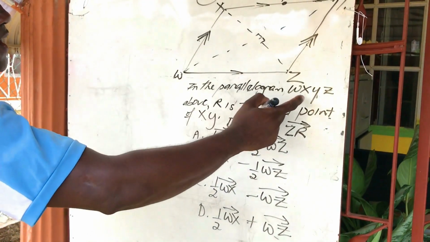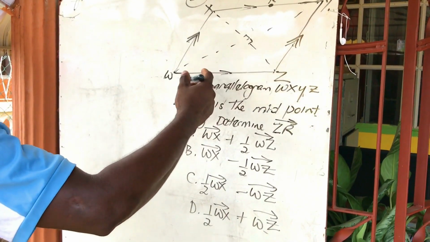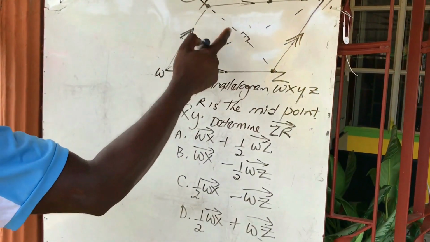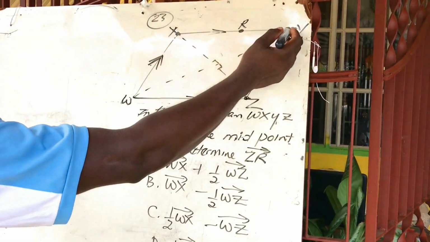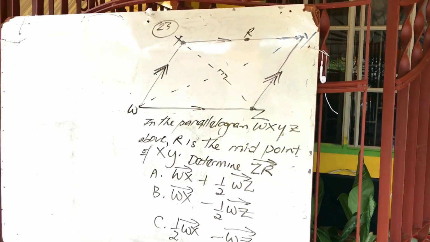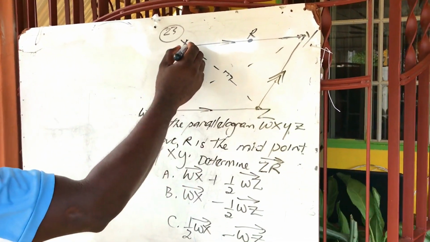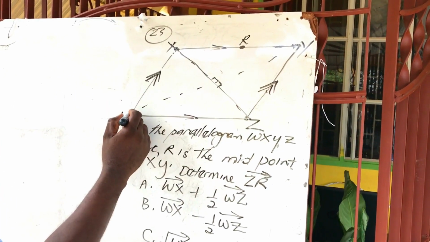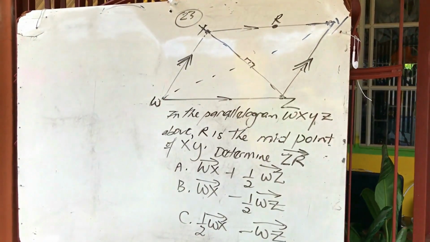Now, in the parallelogram WXYZ above, it is of note that this vertex and this vertex are opposite vertices. This one and this one are what you call adjacent vertices, meaning that they are found on the same line. So this vertex and this vertex are opposite vertices. When we draw a straight line here, what we actually get is a diagonal. Another diagonal can be drawn from here. So there are 2 diagonals in any quadrilateral.